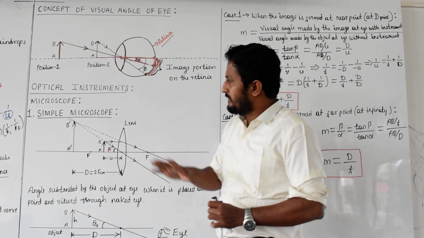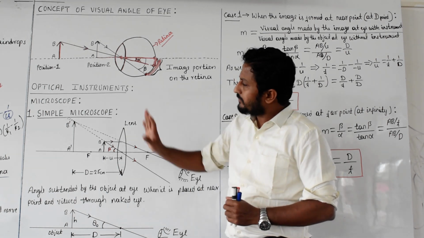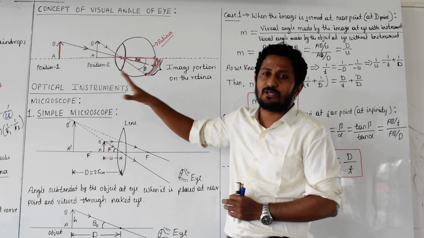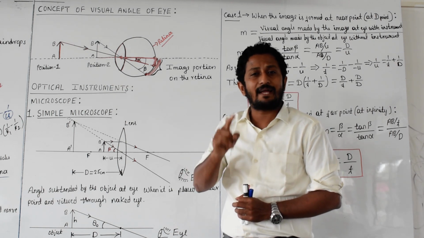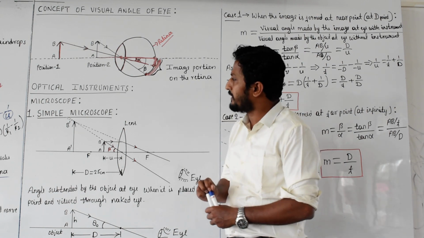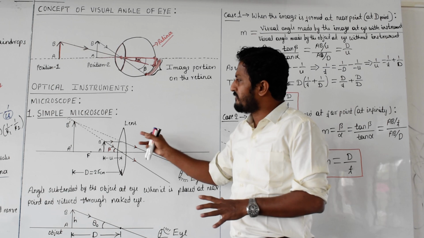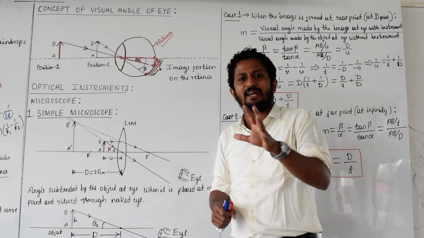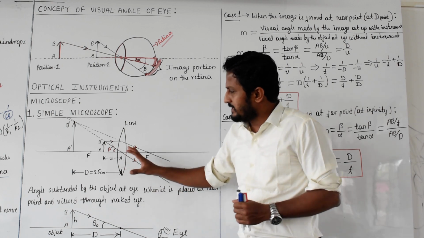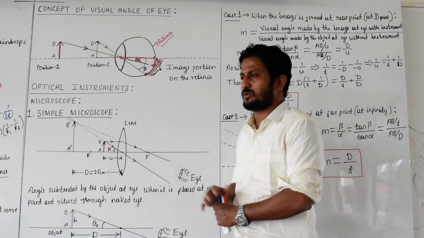You see here, firstly we go with the simple microscope. I already said what a microscope means: an instrument used to see magnified images of small objects. A simple microscope we can even call a magnifying lens also. This is the ray diagram of a simple microscope.